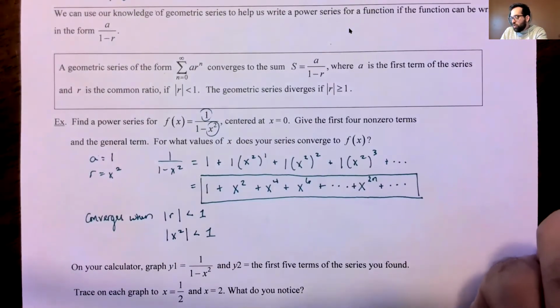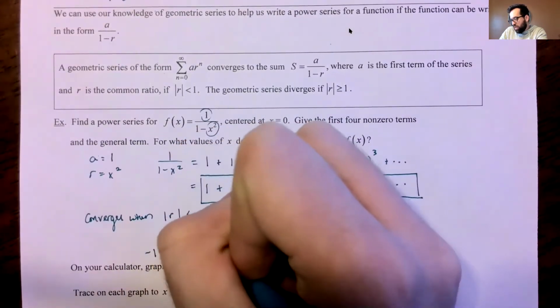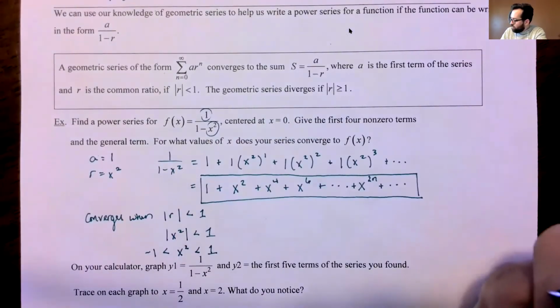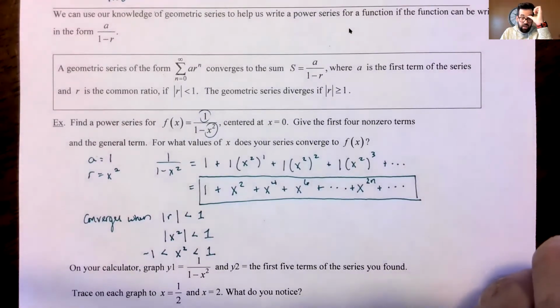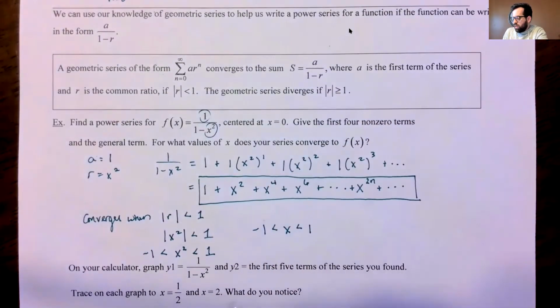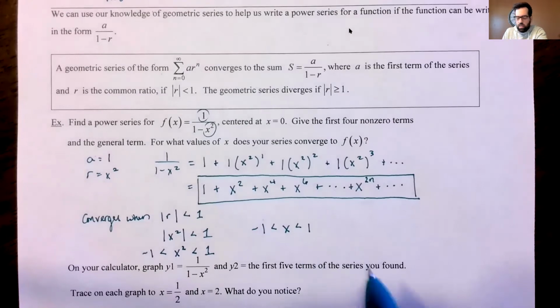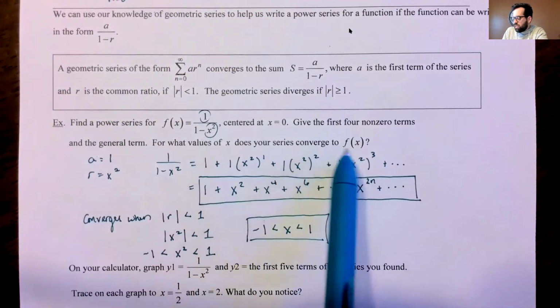So if the absolute value of something is less than 1, it means that the actual value of the thing without the absolute value bars has to be sandwiched between -1 and 1. And if we think about what values of x are going to make that work, it could be anything between -1 and 1, right? x has to be between -1 and 1 to get an answer that's x squared that's between -1 and 1. So that is our values of x when our series converges.